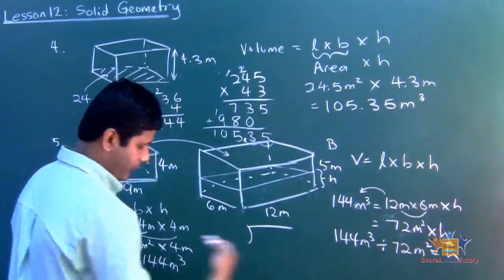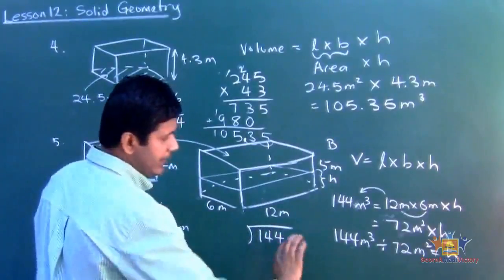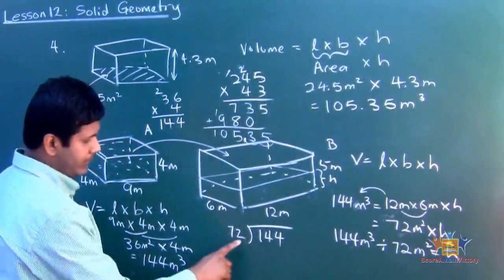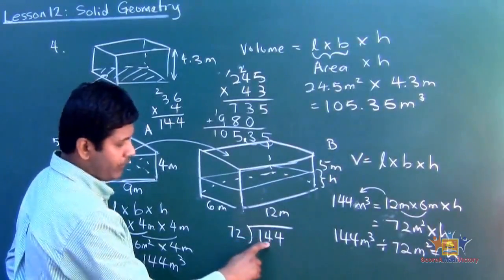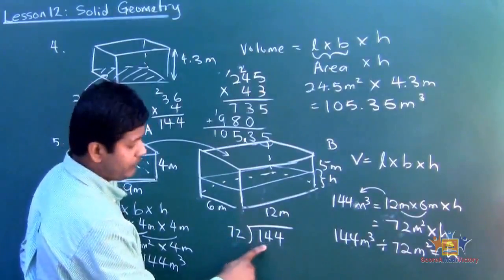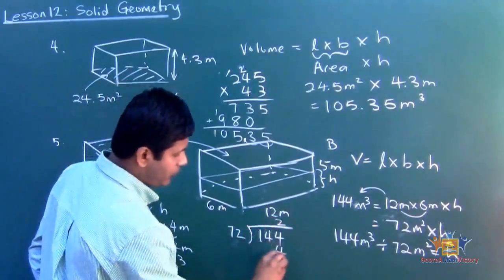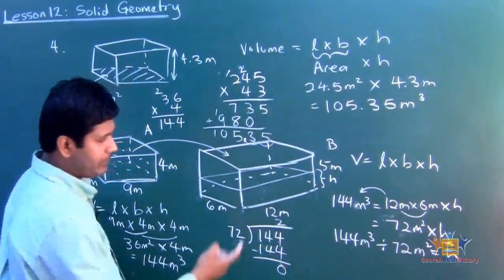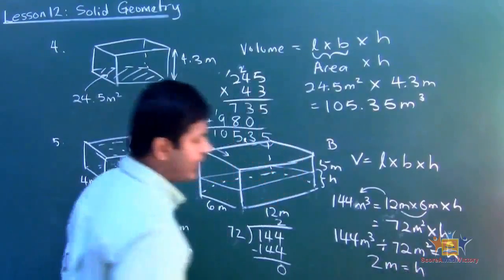So 144 is going inside the cage, and 72 is going outside the cage. Now look at that, 72 and 144. So 1 I cannot, 14 I cannot, 144. How many times do you think 72 can fit into 144? How about 2? 2 times 2 is 4, 2 times 7 is 14. There we go. Minus, gives me 0. That means 2 meters is the height.